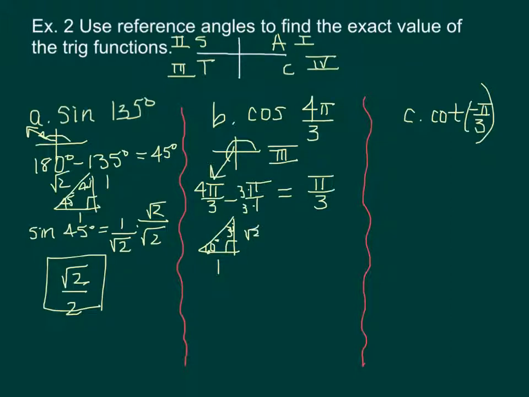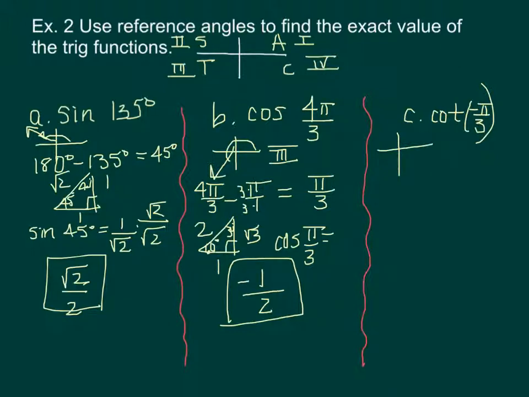1, radical 3, and 2. So to find cosine of 60 degrees, or pi over 3, you would do adjacent over hypotenuse, but it's negative since it's in quadrant 3. And then C, negative pi over 3 is negative. So first of all, we have to find the reference angle.